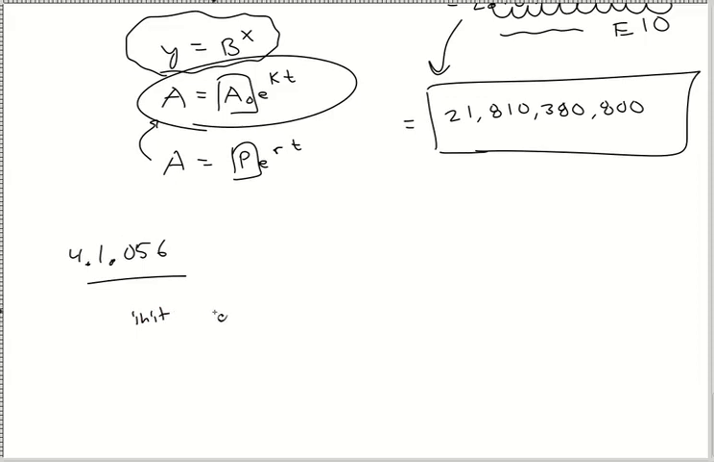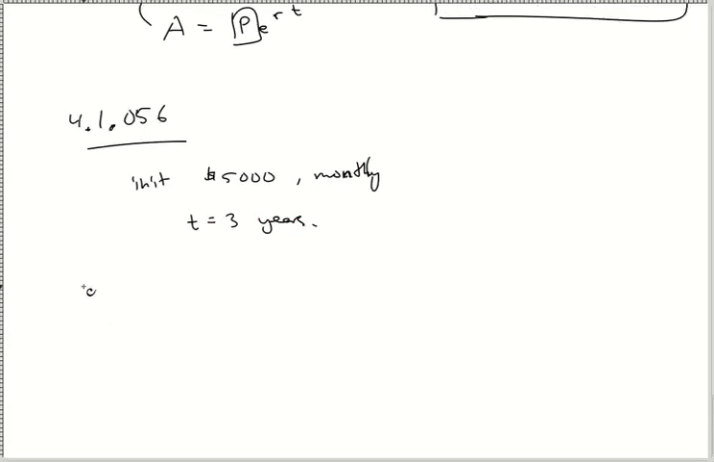So they're talking about money here. We have an initial amount of $5,000, and I think we're compounding monthly. They want to do this for 3 years. What they haven't told me is the rate. So they have Part A and Part B: a 1% rate, and then a 2% rate.